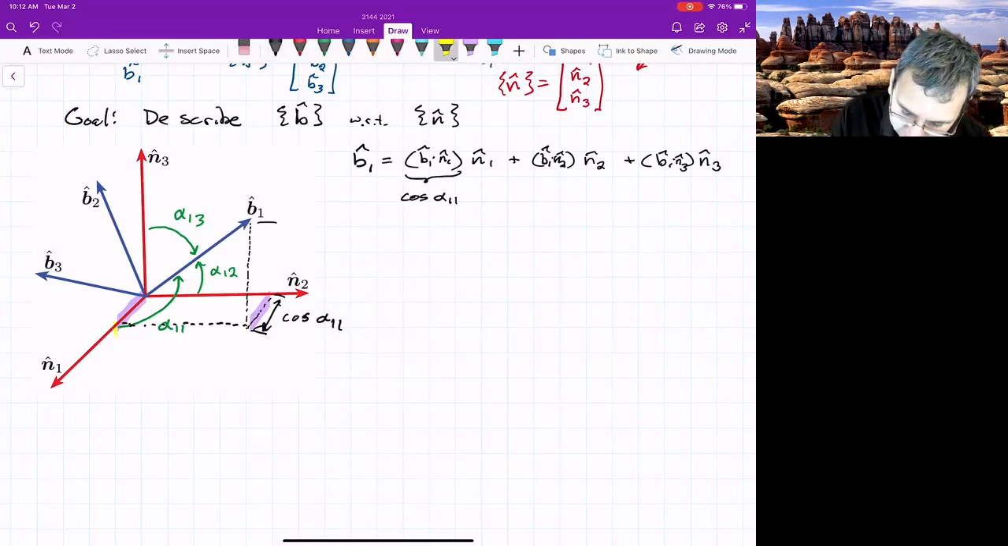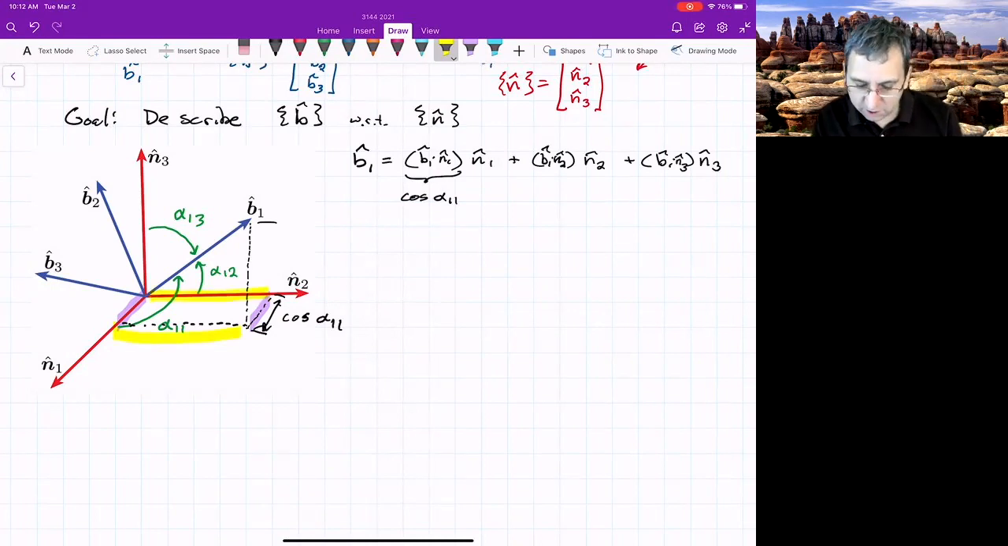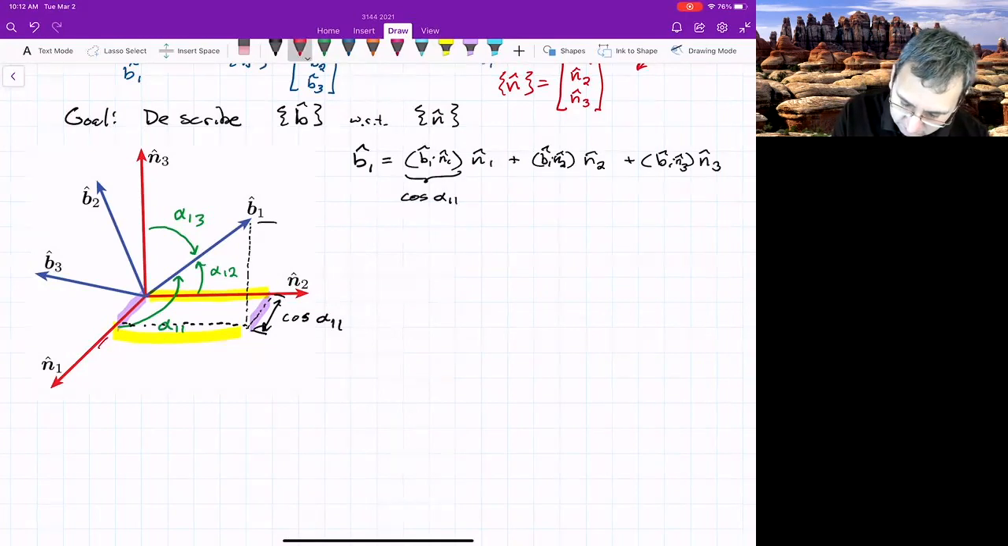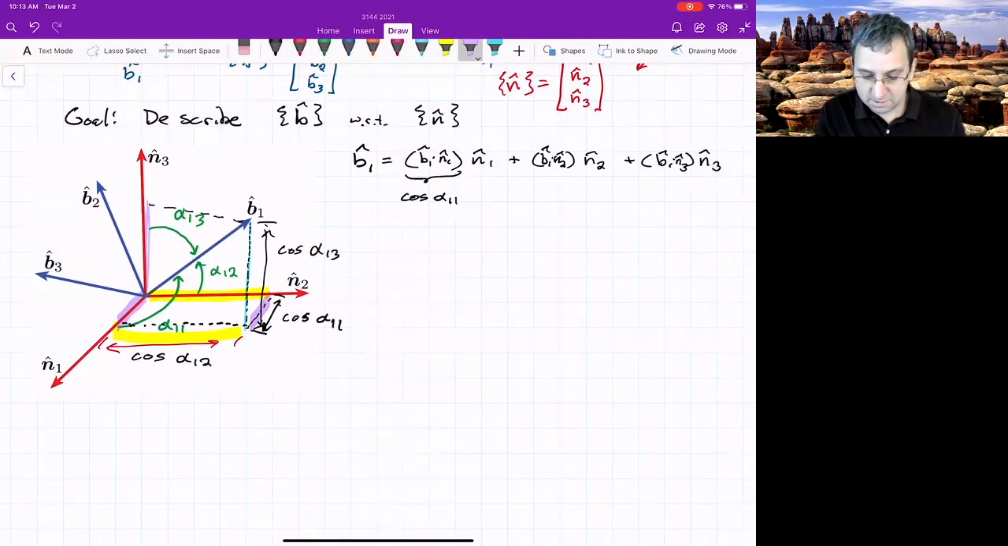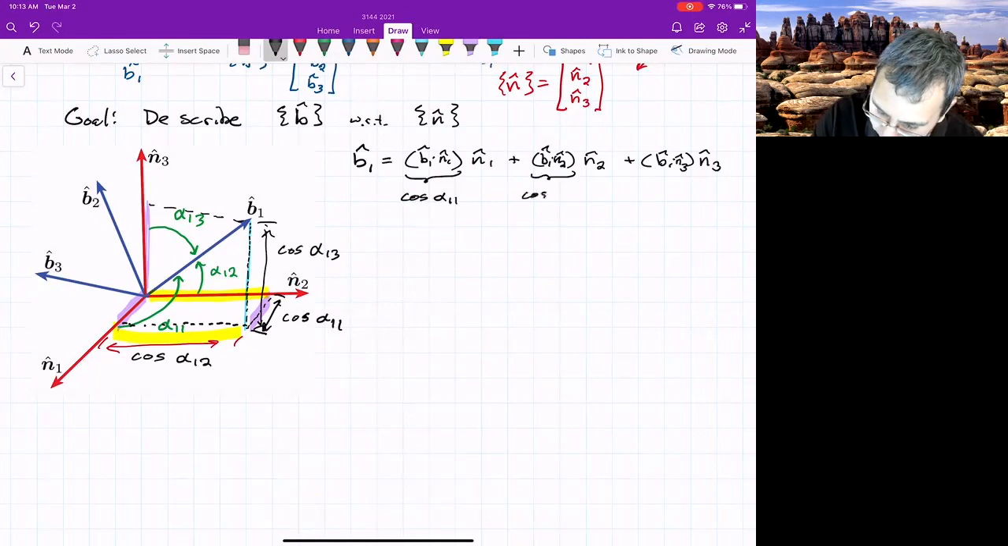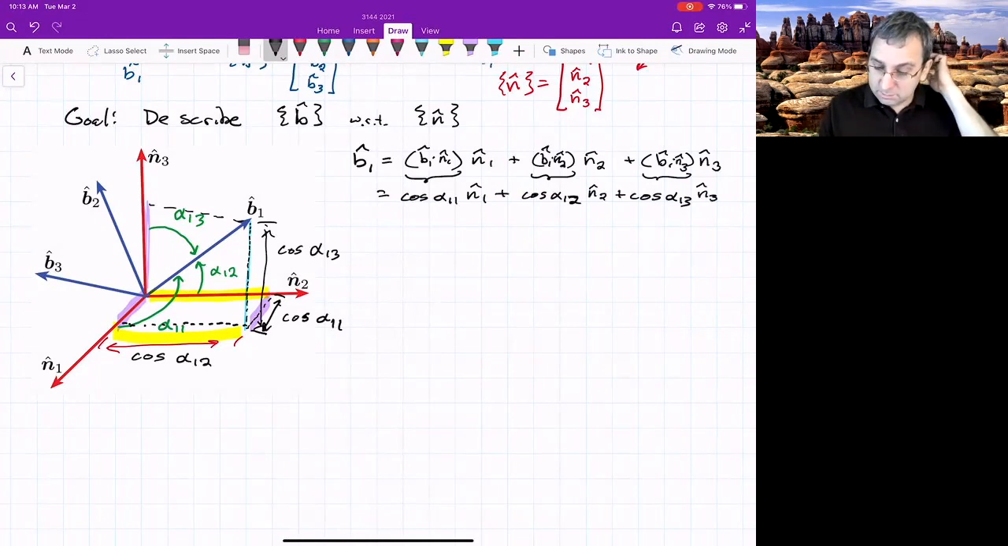So this is the projection, same as the projection of B1 onto N2. So that is from here to here. Cosine alpha 1,2. And then what are we left with? This thing. This is cosine alpha 1,3. It's the amount of the projection of B1 onto N3. So we've got all these now. That was just for B1. We could do this for all of them. And hopefully you get it.